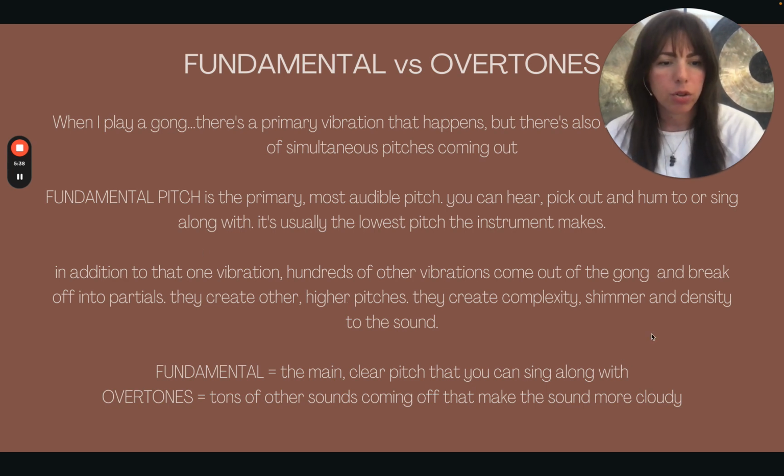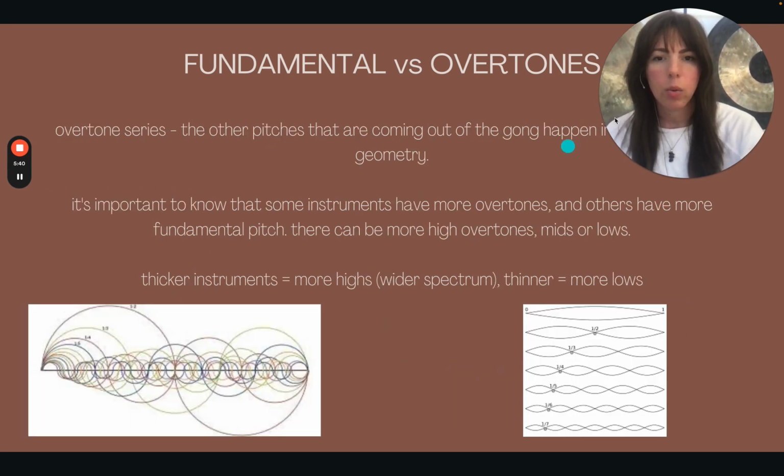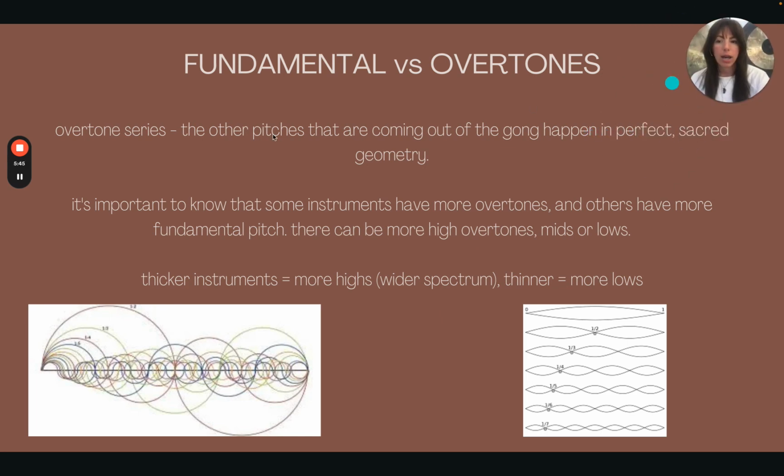And what's really interesting about this is where this sacred geometry comes in: the pattern that the overtone series comes out in, the other pitches that are coming out of the gong, happen in this perfect and sacred geometry. And so this is actually going to be my next tattoo, the overtone series. So this is sort of like the ratio of pitches, and we can see this more easily here.